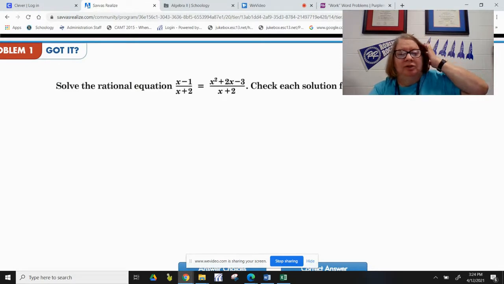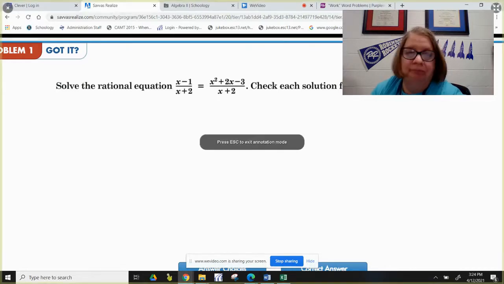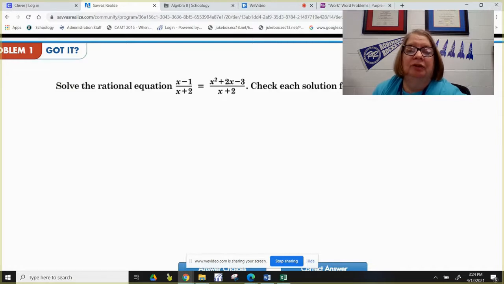Okay, here we have another rational equation. We know it's rational because it has a variable in the denominator. We know it's an equation because there's an equal sign. And since we're solving, we're going to end up with x equals something. What are my restrictions on this one? x can't be negative 2 because negative 2 would make 0 in the denominator.